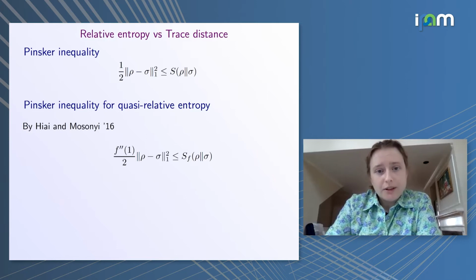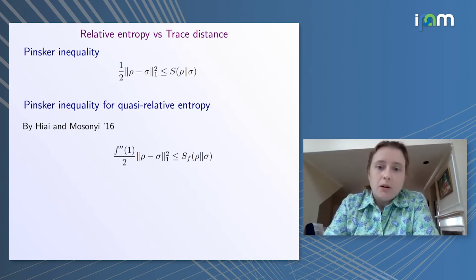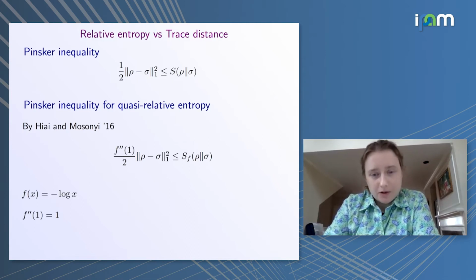For quasi-relative entropy in 2016, Hirche and Tomamichel showed a very similar, just a generalization of the Pinsker inequality with a prefactor of the second derivative of the function at 1. And if you plug in the minus log function, that's exactly what you get. You're going to get the Pinsker inequality back.